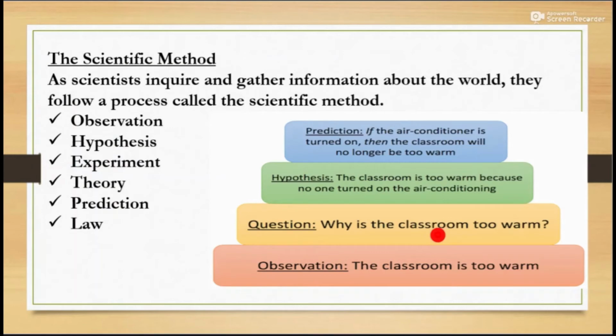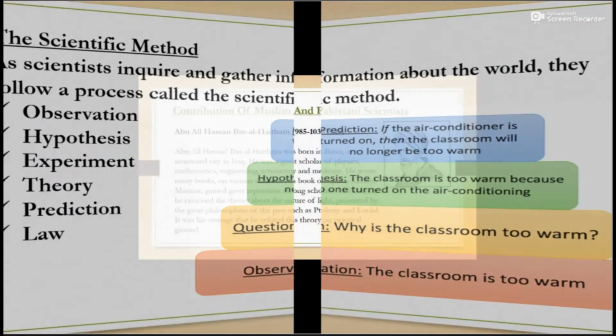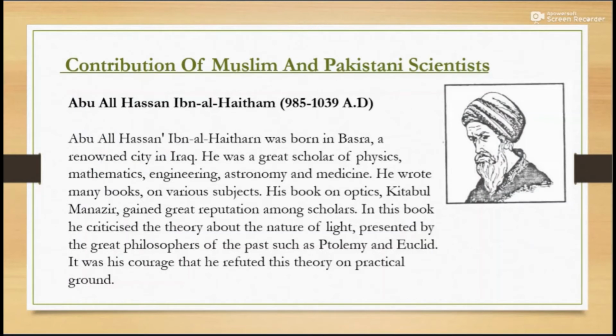Now let's start the next topic, the contributions of Muslim and Pakistani scientists. First of all, Abu al-Hasan ibn al-Haytham. Abu al-Hasan ibn al-Haytham was born in Basra, a renowned city in Iraq. He was a great scholar of physics, mathematics, engineering, astronomy and medicine. He wrote books on various subjects. His book on optics we will study in this slide.